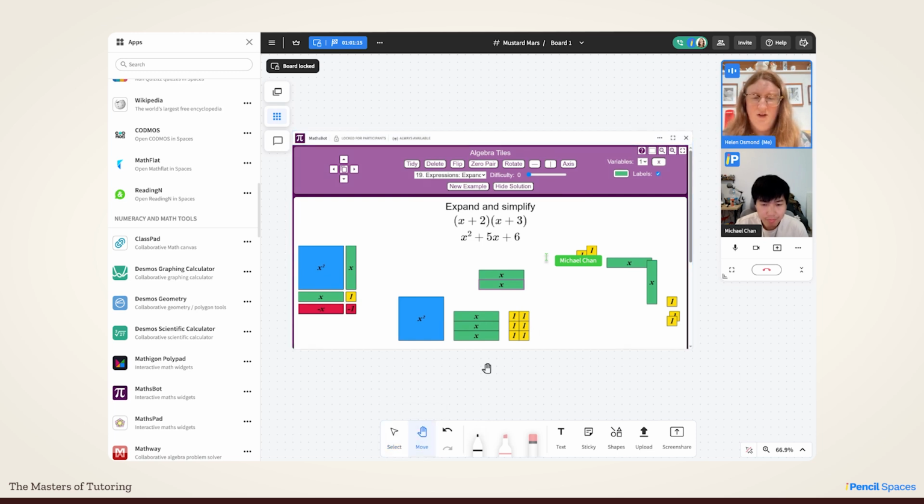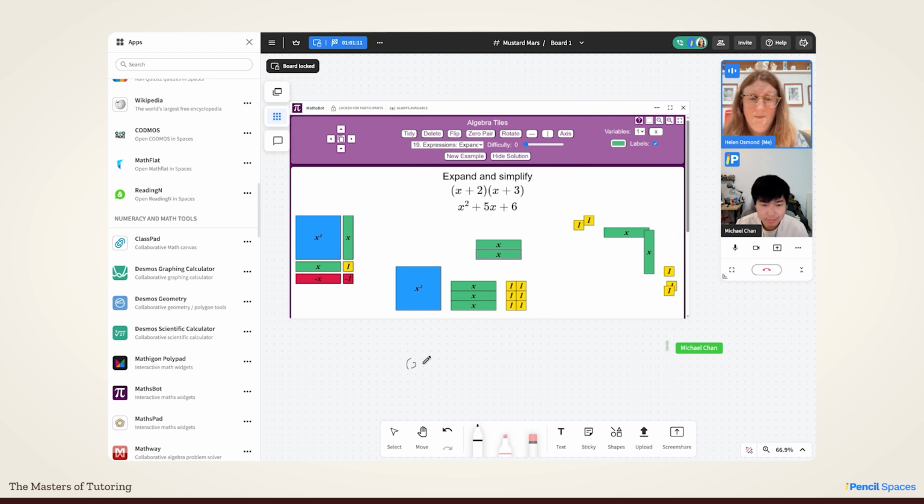And once you've done that, you could then give them a question under here and demonstrate it. If I wanted to, this is x times x times 3, so I get x squared plus 3x, 2x, and plus 6. I'm working it out.